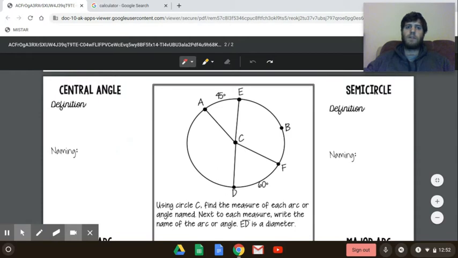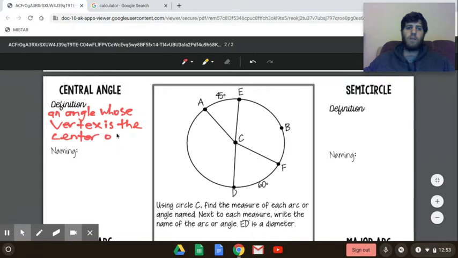The first is a central angle. A central angle is any angle whose vertex is the center of a circle. Okay, so it's an angle whose vertex is the center of the circle.